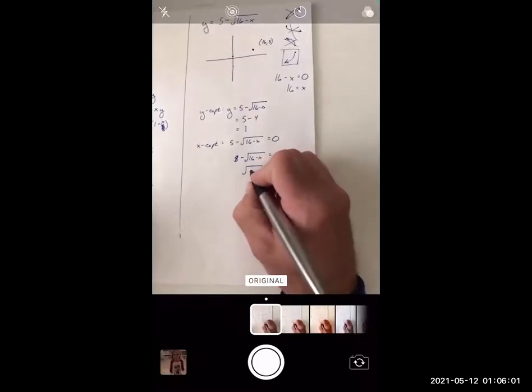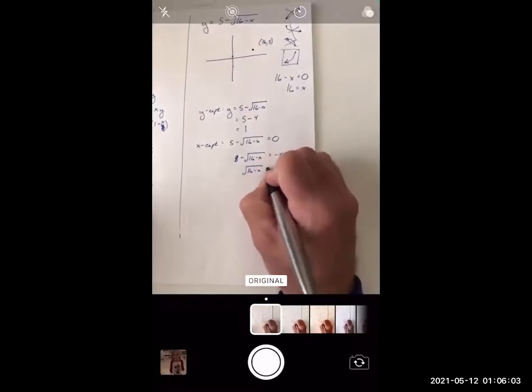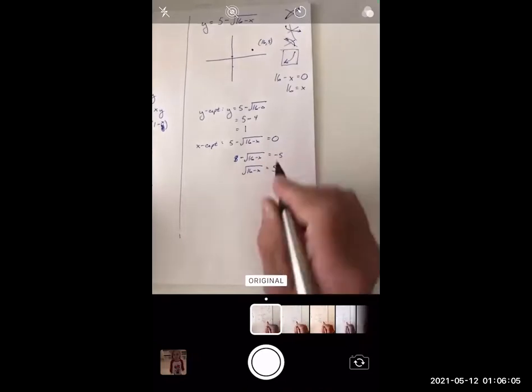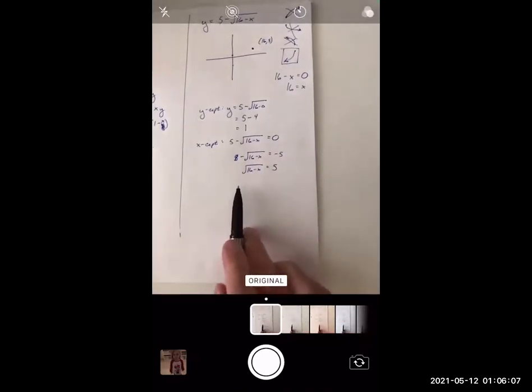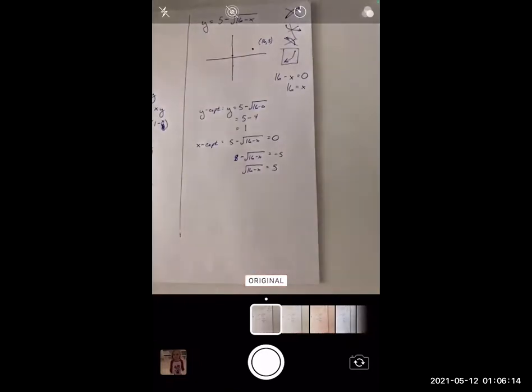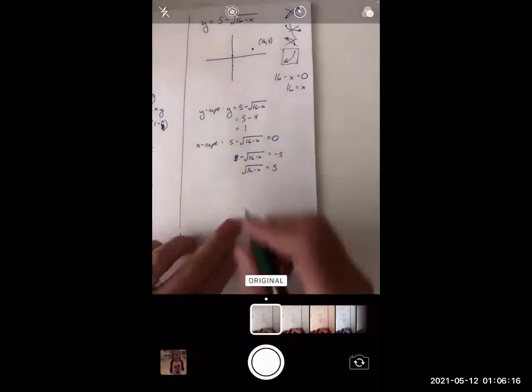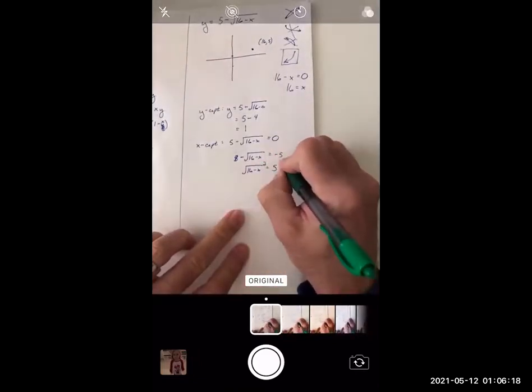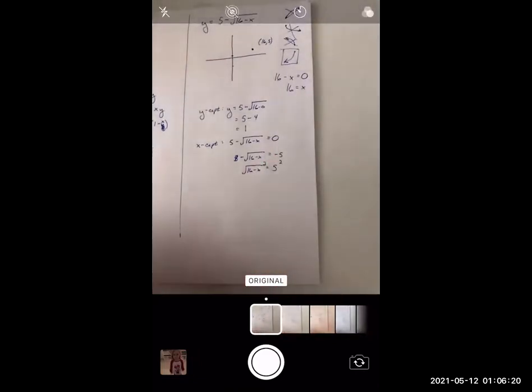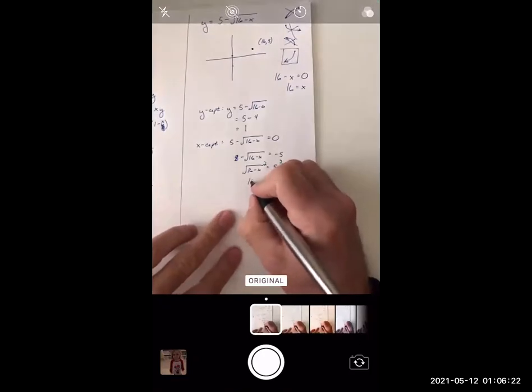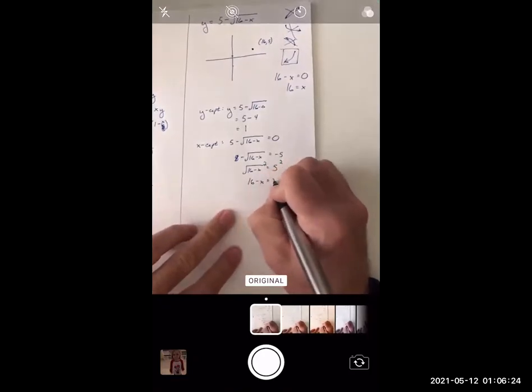Just to get rid of the minuses out in front of stuff. And then we need to get rid of the square root. So what gets rid of a square root? A square. So we're going to square both sides. So 16 minus x is equal to 25.